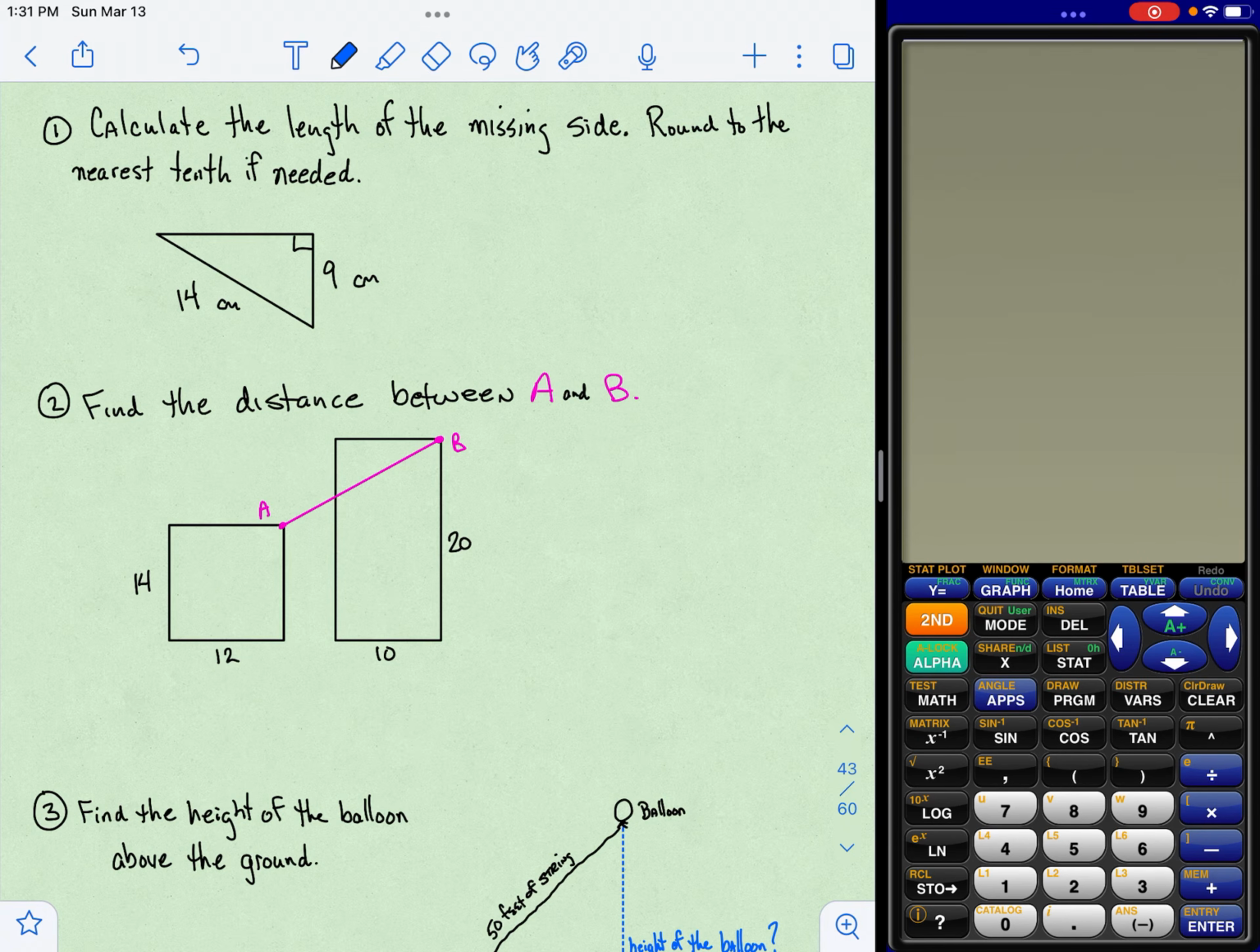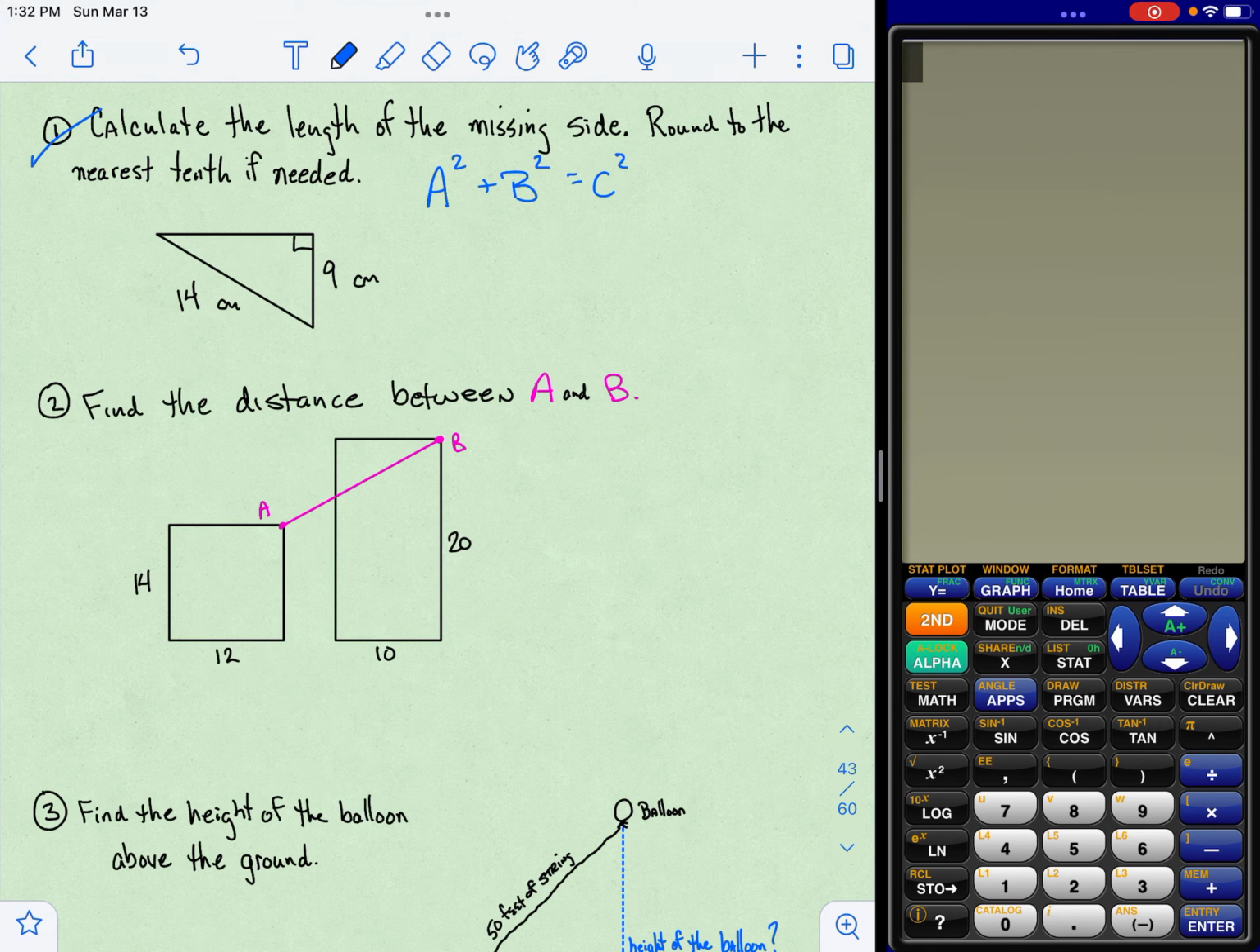On the right, I have my calculator ready to go. And we're going to begin with question number 1. Calculate the length of the missing side. Round to the nearest tenth. Simple enough. So I see it's a right triangle, so right away I know that I'm going to be using the Pythagorean Theorem. I'll get that ready.